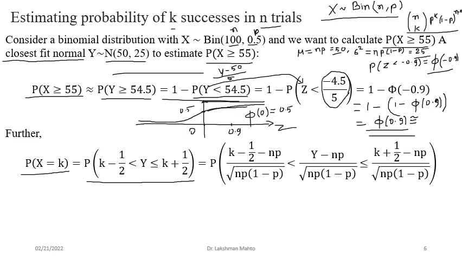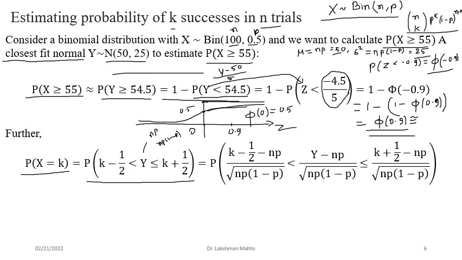That means what would be the mean of this one, because it has been borrowed from this binomial distribution x. So the mean and variance would be borrowed from x for y. Mean would be np and variance would be np times 1 minus p.